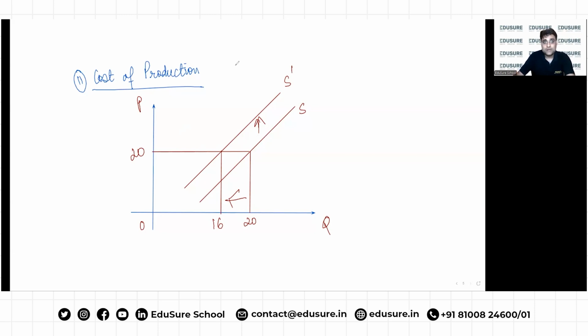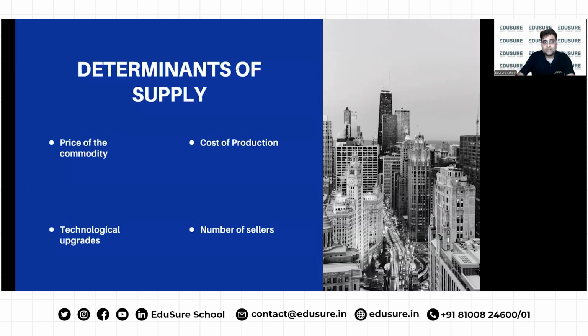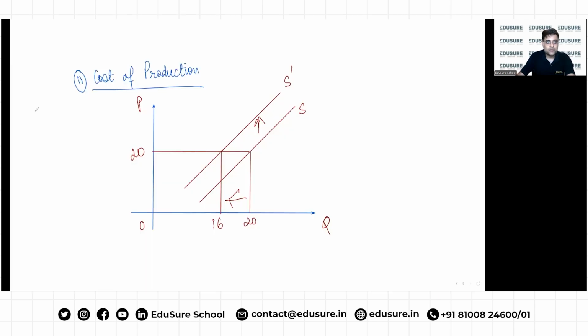Third factor, which is a determinant of the supply curve, is technological upgrades. An upgrade in the technology will see the shift in the supply curve to the right-hand side. So this is cost of production.